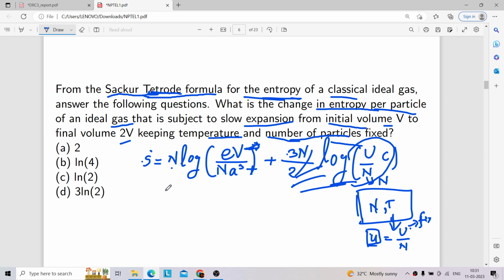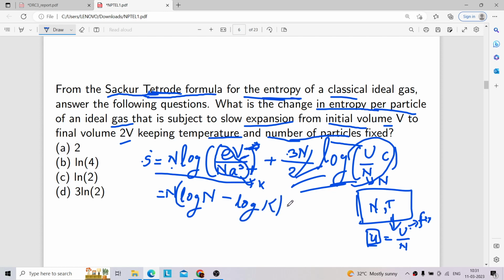So from this term only V is variable. We can take all other terms as some constant K. Then we can write this term as log of V over N minus log of K. This is some constant, and there is some other constant from the other term, right? Now we will try to vary this entropy.